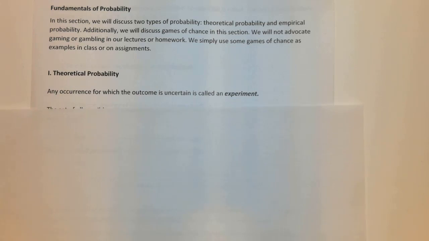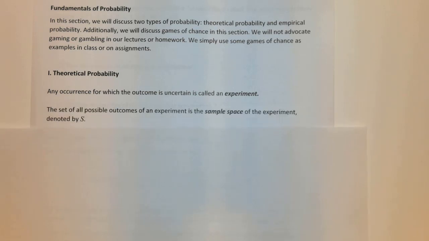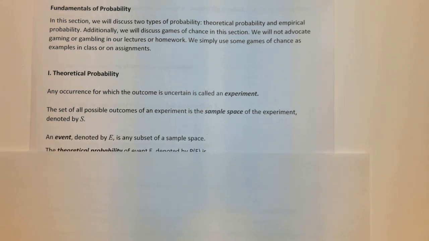So let's start with theoretical probability. An occurrence for which the outcome is uncertain is called an experiment. The set of all possible outcomes of an experiment is the sample space. We're usually going to use this capital S. An event, denoted by E, is any subset of a sample space.